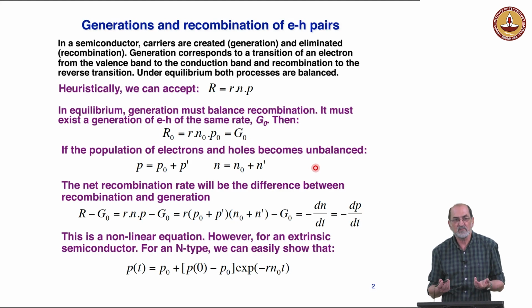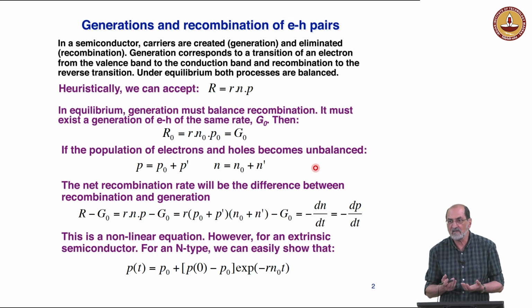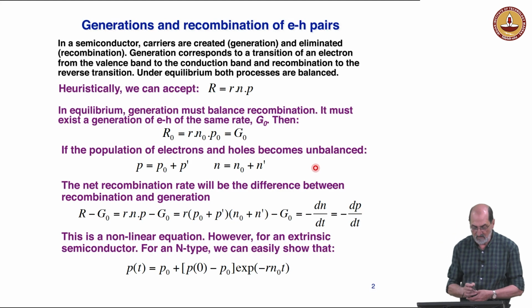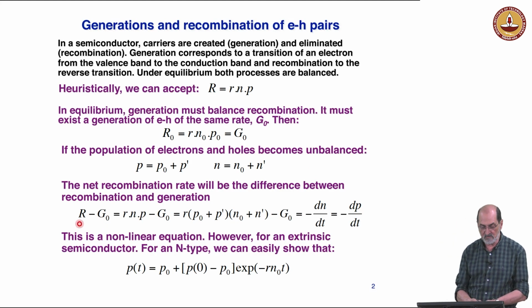The generation is going to be the same because it's a thermal process. But the recombination is going to be larger because we have more carriers than in equilibrium. You understand? Okay. So the difference between generation and recombination is not going to be the same. Now we have to have more recombination.